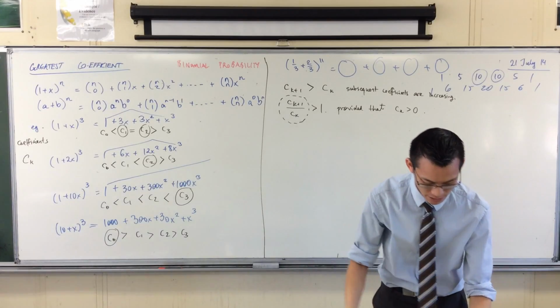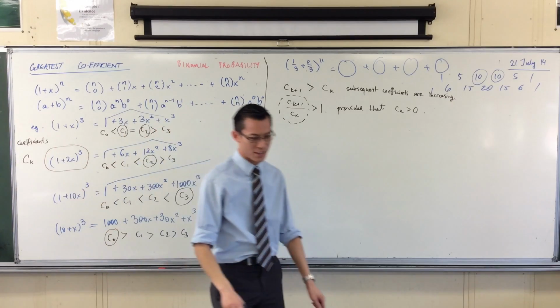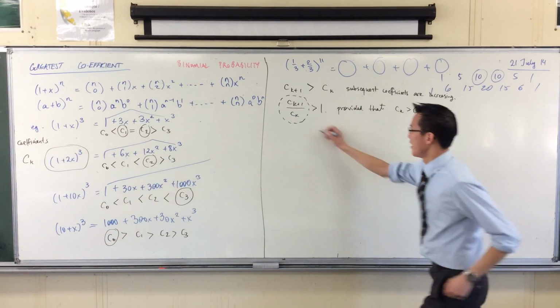I'll give you an example. It's built off of this guy, actually. But 3 is a bit pedestrian, so we're going to ramp it up a little bit. Let's go to 7.